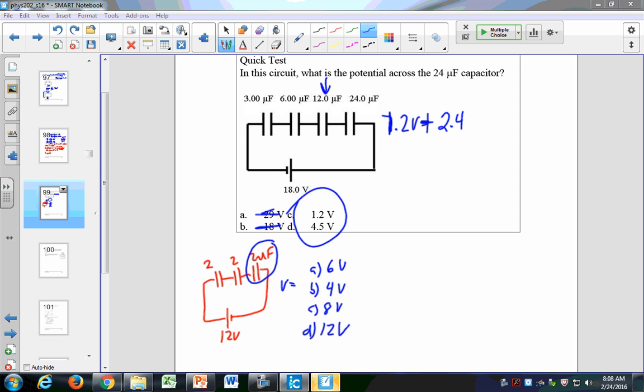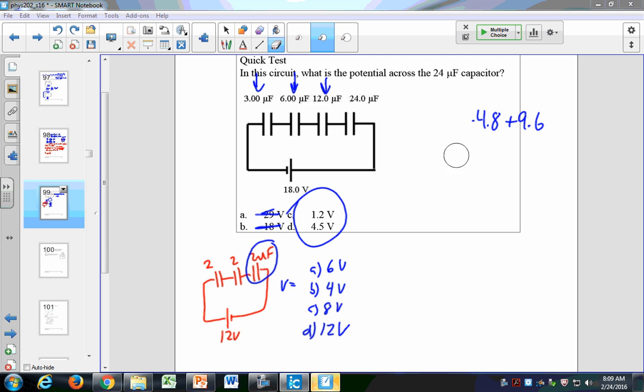Because that capacitor is half the size, and so it has to have twice the voltage. And this voltage has to be what? 4.8. And this voltage has to be 9.6. And if you add all those up, you get 18 volts. And bam, that's your answer. It has to be the 1.2. Okay? Let me show you another way.